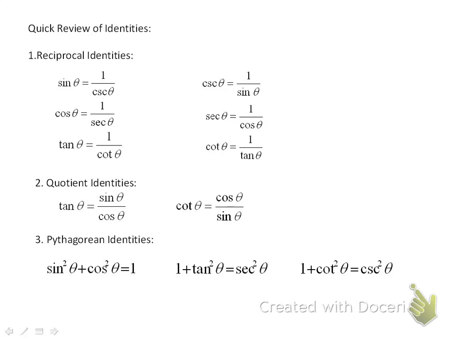Okay? And then we have our quotient identities. Sine over cosine is tangent. Cosine over sine is cotangent. How do you remember which one to use? Co goes with co. So cotangent has cosine on the top.